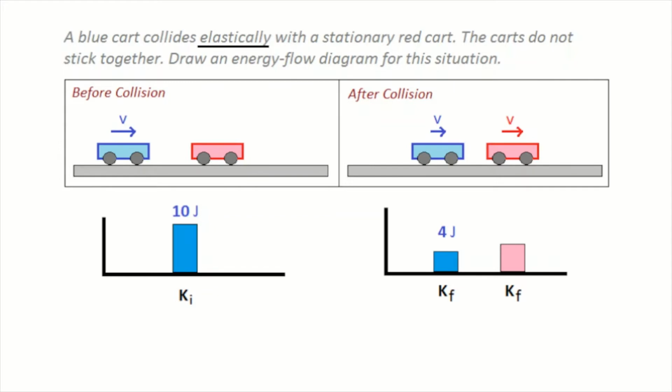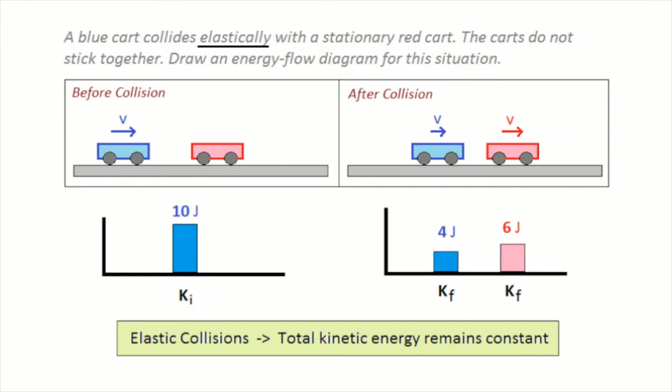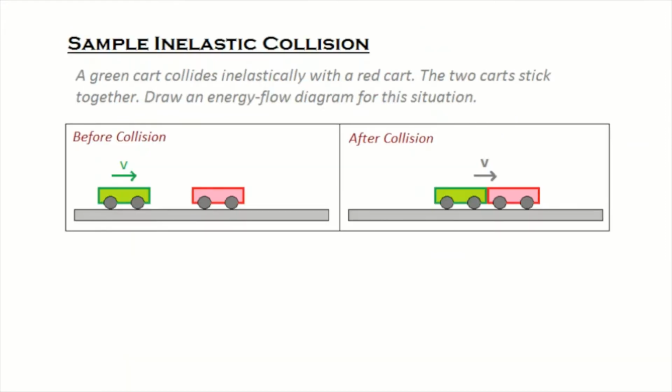So we know the red cart has kinetic energy after the collision because it's moving, but how much would it have? Here's where we focus on the fact that this is an elastic collision. We know elastic collisions are such that the total kinetic energy maintains its value, and therefore, since it was 10 joules initially, it should be 10 joules at the end as well. So 6 is the missing value, so it adds up to 10, and we're connecting elastic collisions to those that maintain the overall value of kinetic energy. Let's look at our next example.